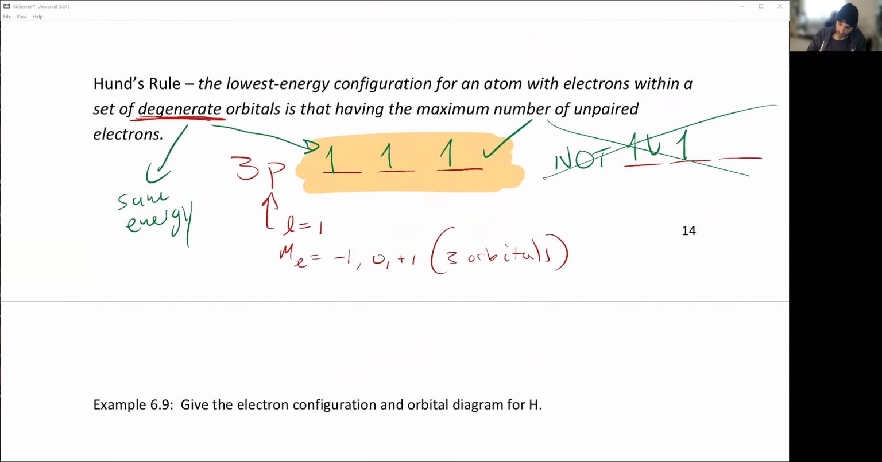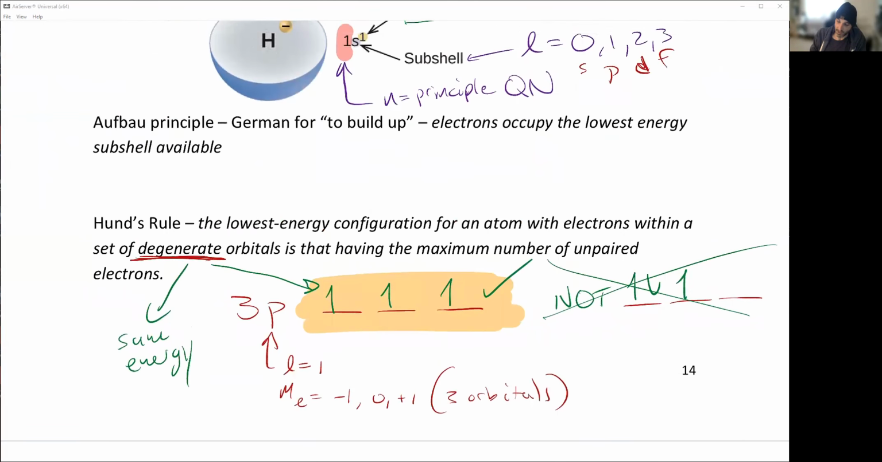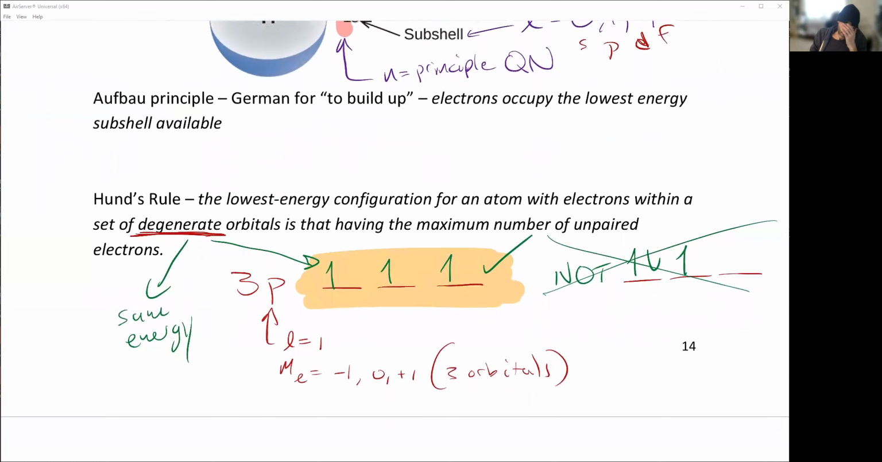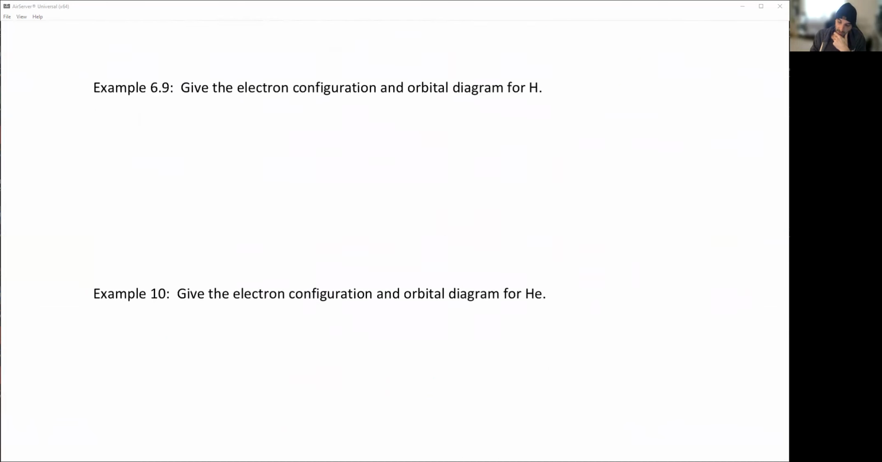And then the other one is the other rule where we can't have two sets of the same quantum numbers. So you can't have 2 electrons with the same spin. They always have to have opposite spins when they're in the same orbital. And we talked about that already, but we'll talk about it again briefly.